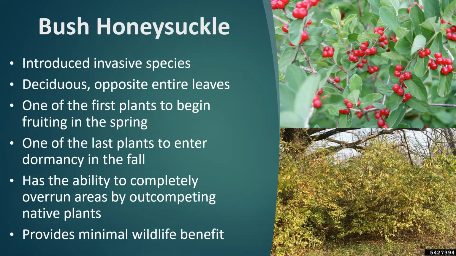It's also one of the last plants to enter dormancy. And so you're going to see it bright green as every other plant starts to enter dormancy. The leaves start falling off the trees. Bush honeysuckle is still going to be there, bright and green. Again, it has the complete ability to just overrun areas. It's one of the nastier invasive species that we have.